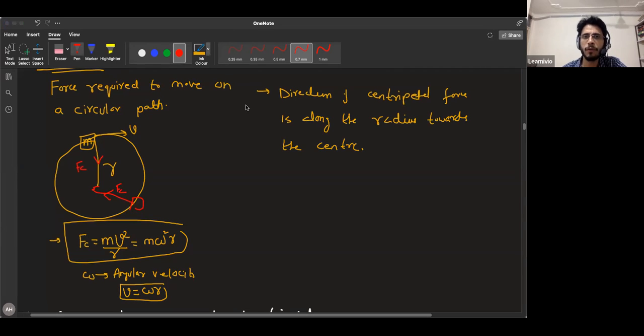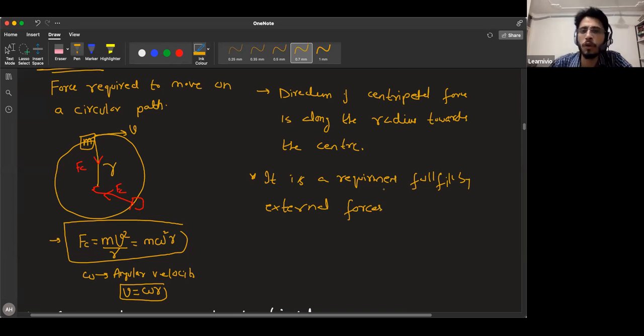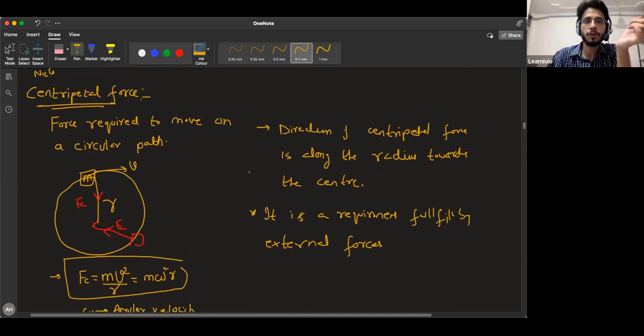There's one more important thing about centripetal force: it is a requirement for circular motion, and this requirement is always fulfilled by other, external forces. Sometimes it's the gravitational force which provides the centripetal force, sometimes the electric force. In our case, it's the magnetic force that will provide the centripetal force. Note it down.